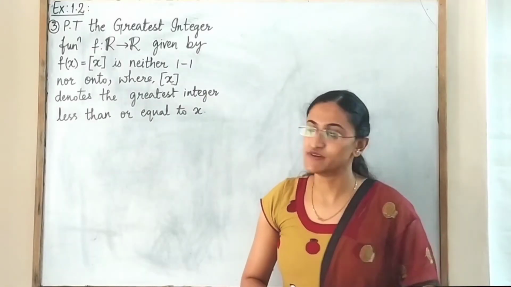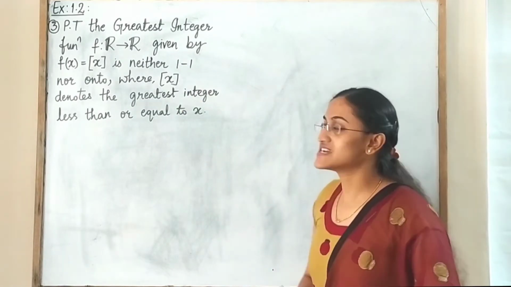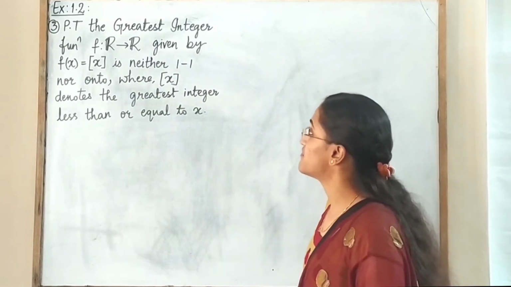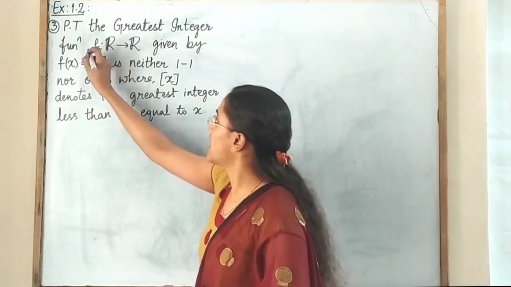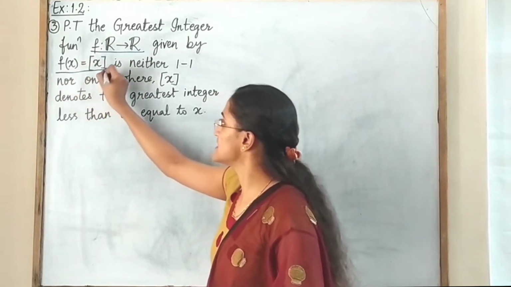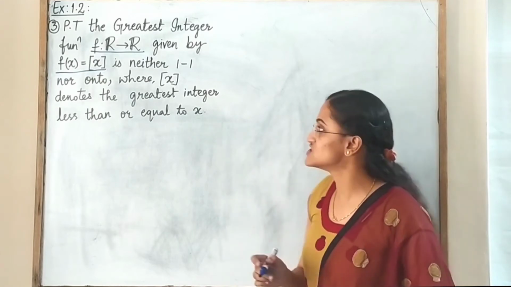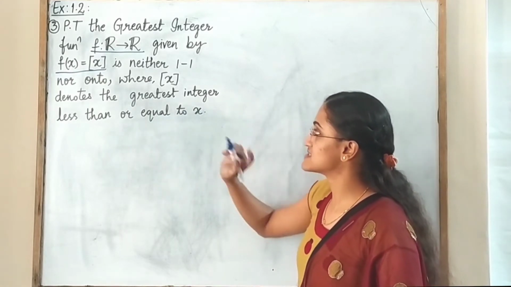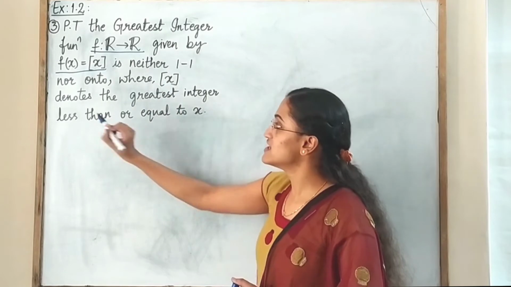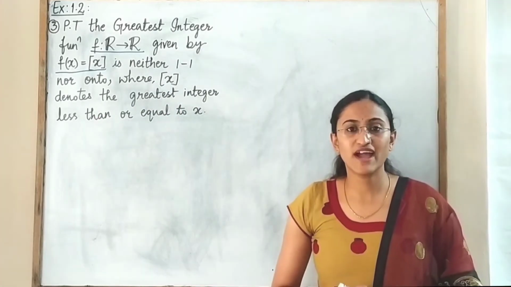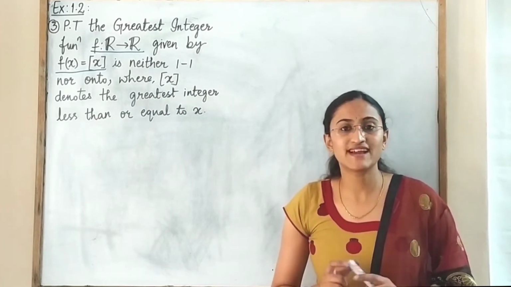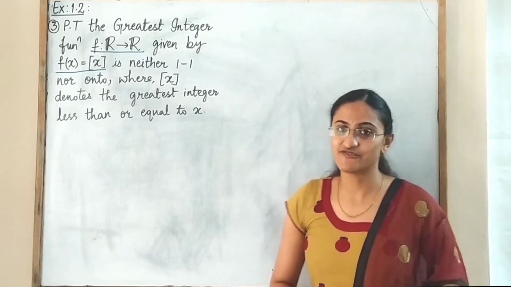Check out the next problem. Prove that the greatest integer function, which is defined as f from R to R given by f of x is equal to the square brackets of x, which denotes the greatest integer less than or equal to x, is neither one-one nor onto. Before entering into the problem, let us be clear about the greatest integer function.